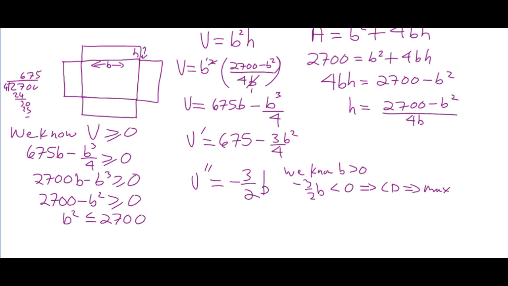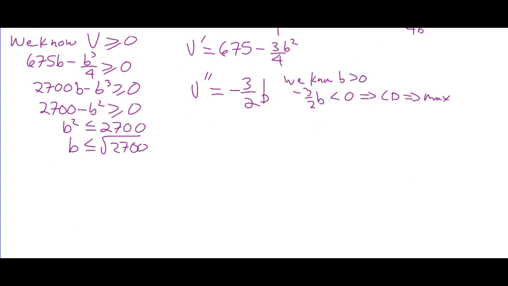And what's 2700? So it's 900 times 3, so it's 30 root 3. So b squared, b, hang on, square root both sides. So b is less than or equal to the square root of 2700, which is 30 root 3.